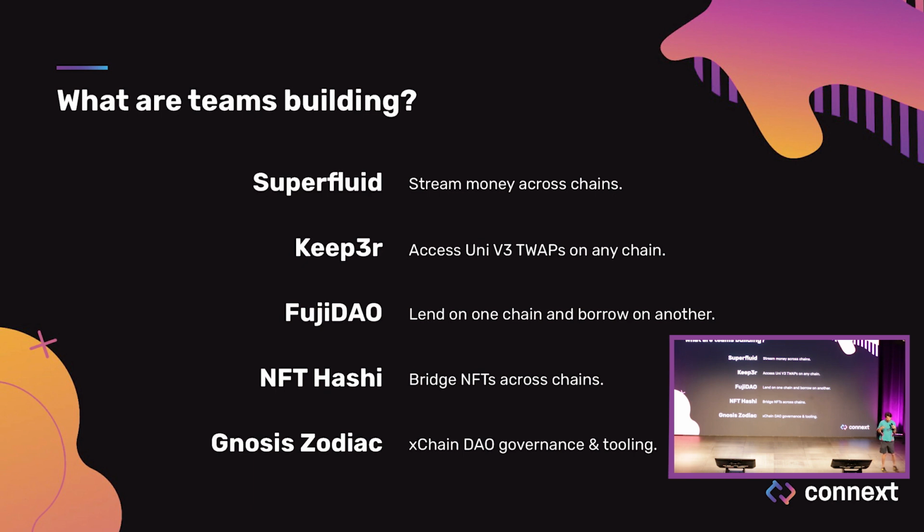To give an idea of what that looks like, I'll talk through some of the use cases that people are building on top of Connext today. And I hope that this can give people a better understanding of the power of cross-chain applications. And even beyond this, I'll go into some of the use cases that I'm personally very excited about, which I think really will open up this space in a very interesting way over the course of the next few years. One of the ones that I think is very near and dear to my heart is Superfluid.